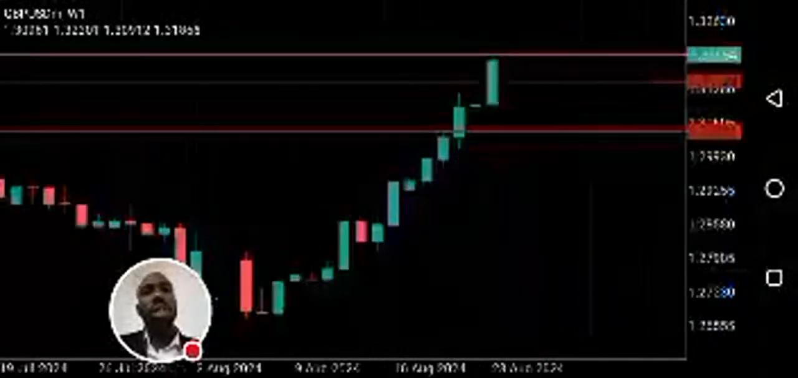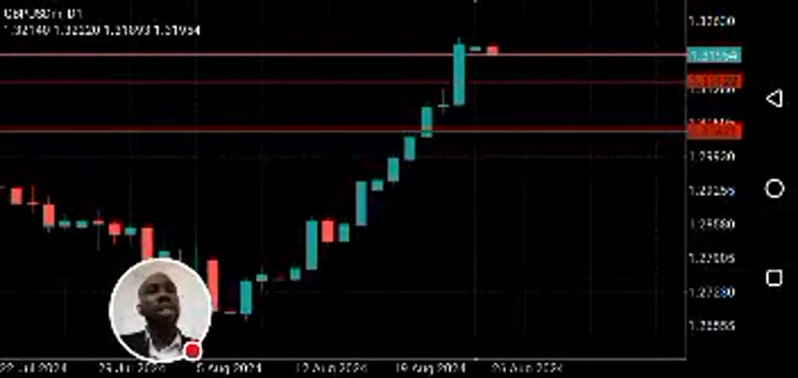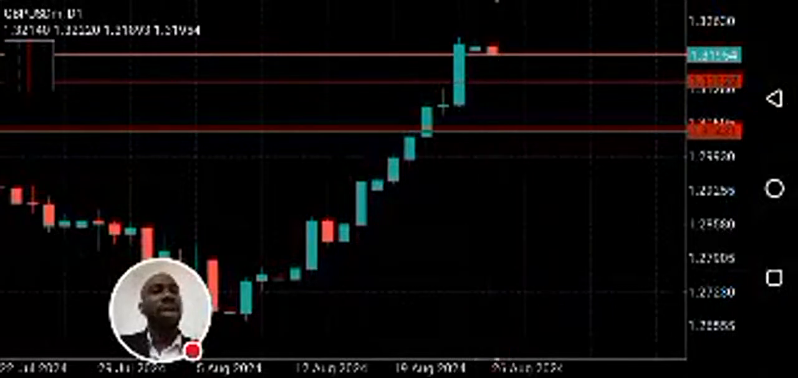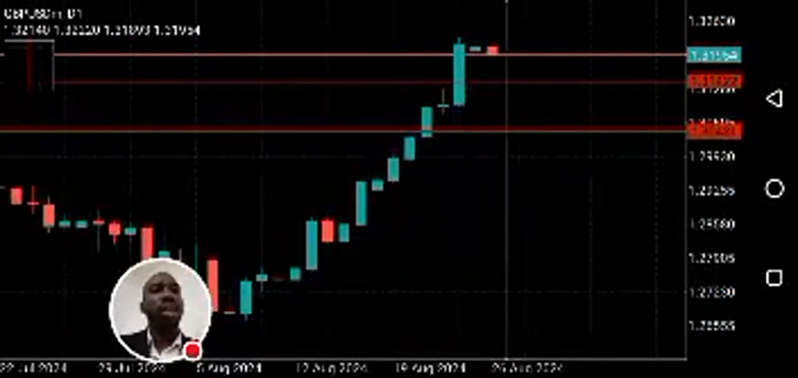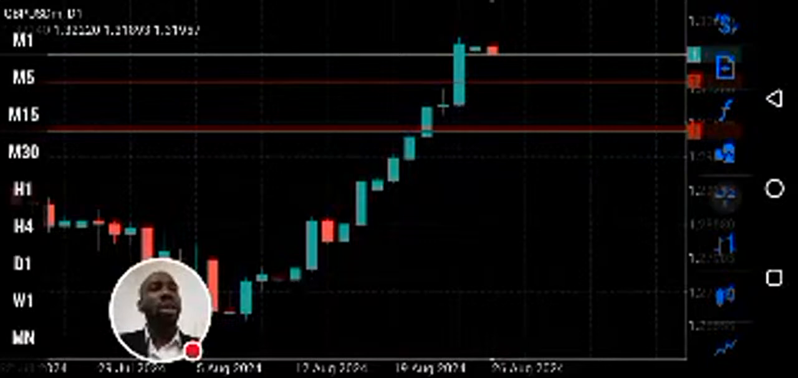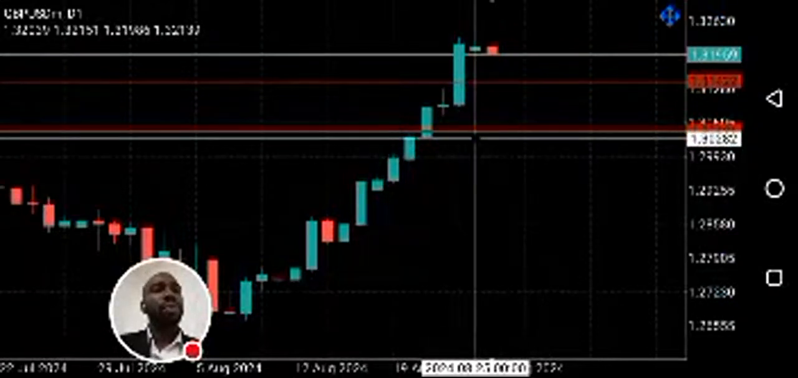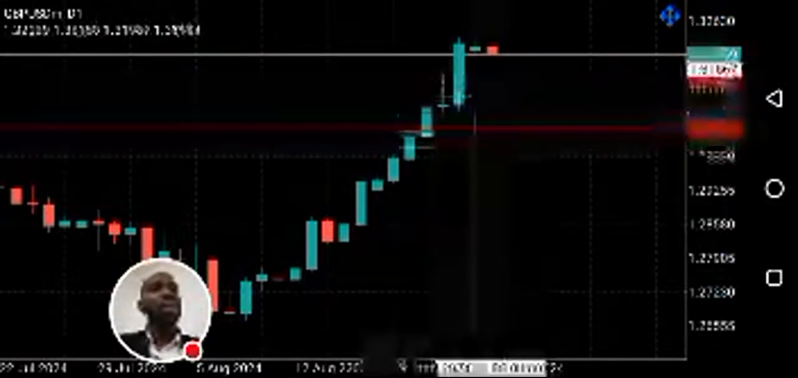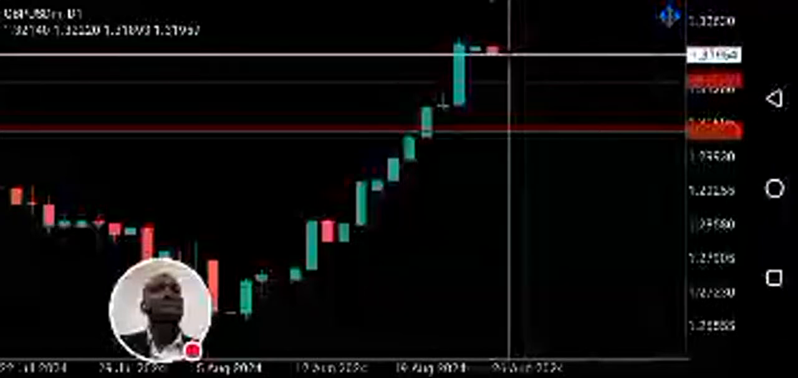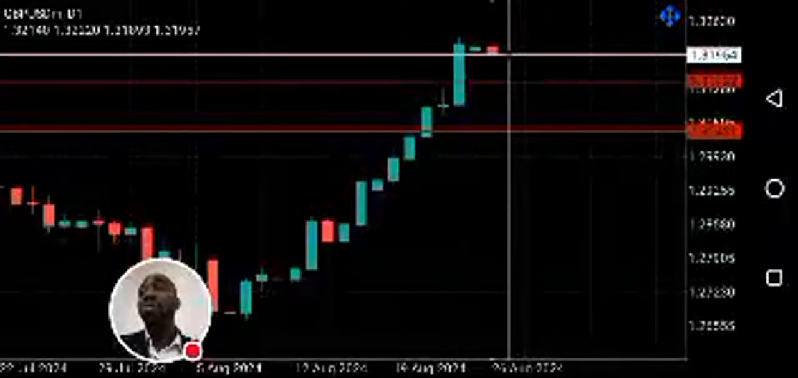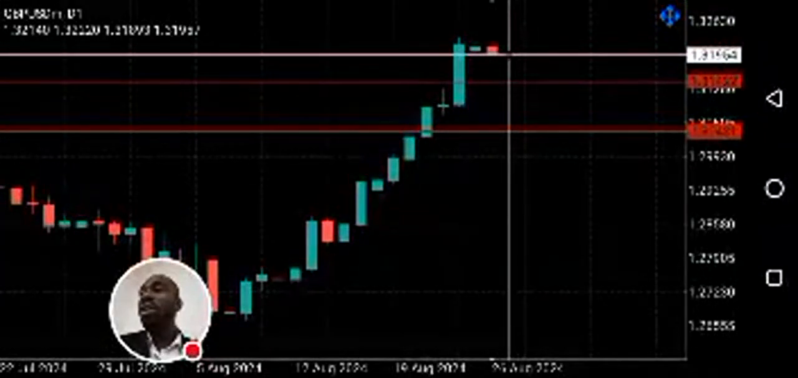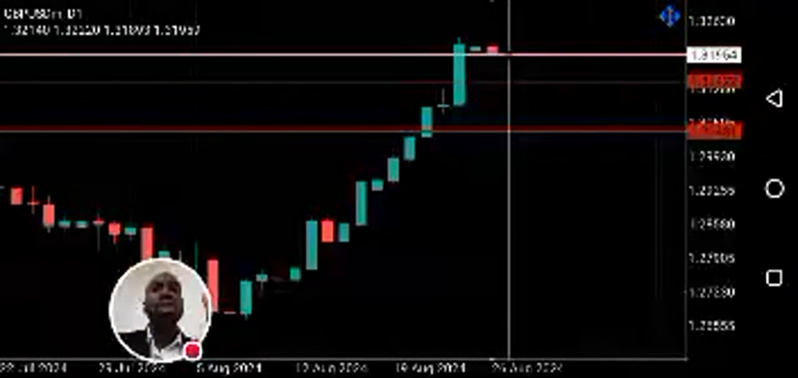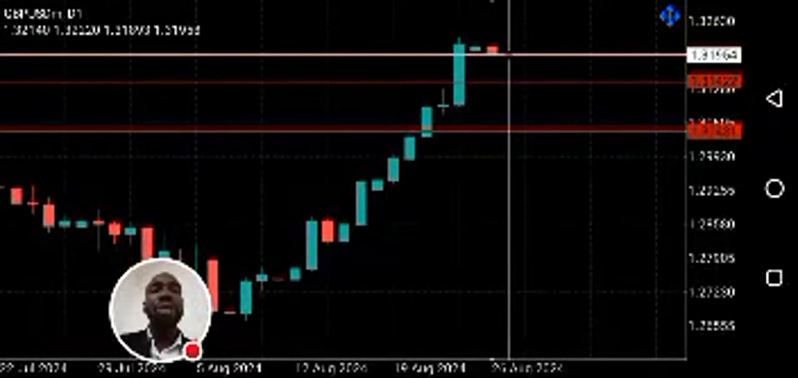On daily, last Friday's candle looks like a spinning top, right? Yeah, a spinning top. So if the current candle closes bearish, that's today's candle, then we should expect more bearish move on GBP USD this week.